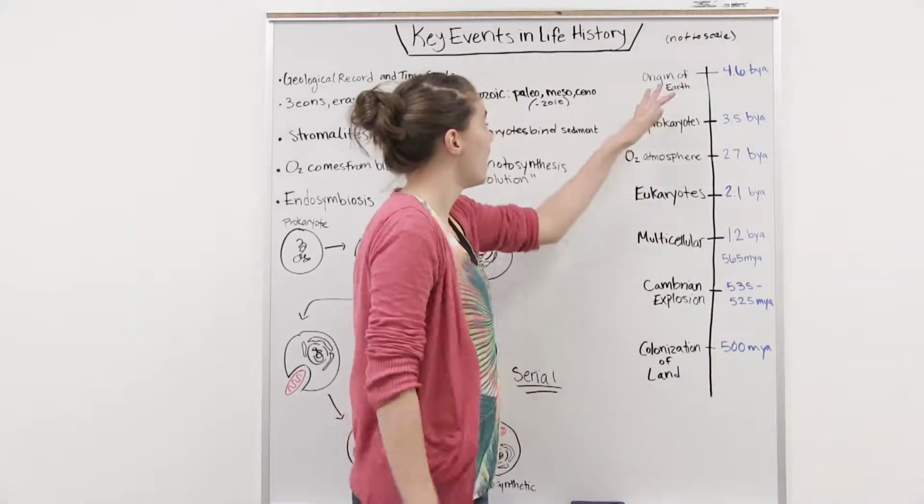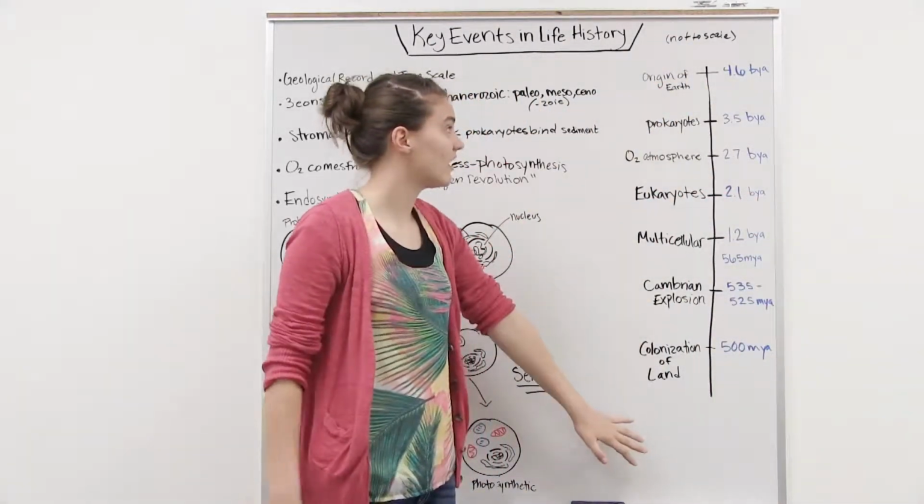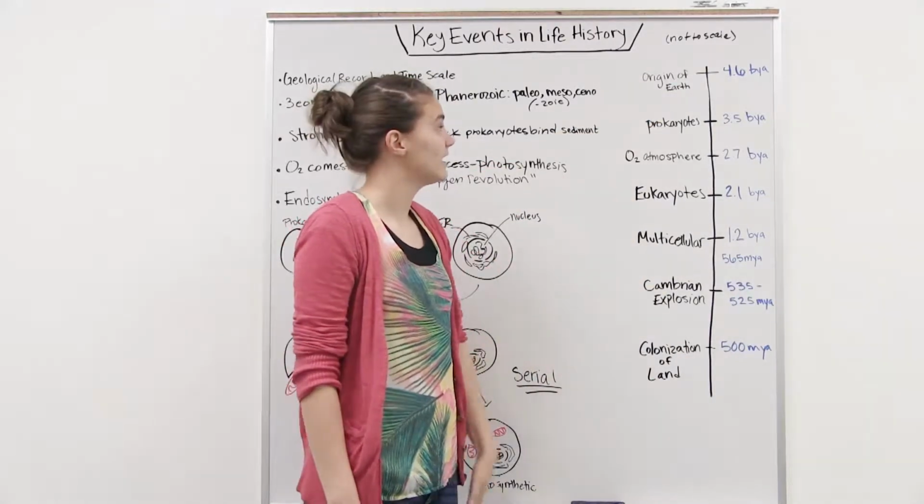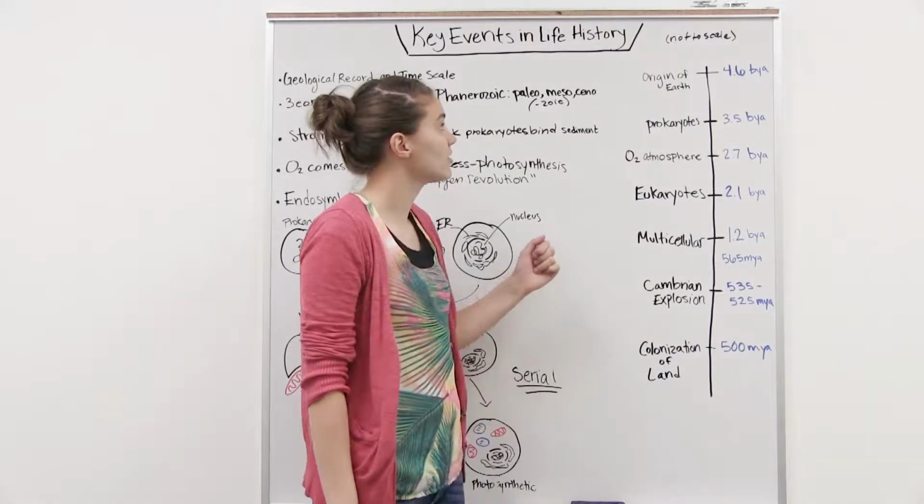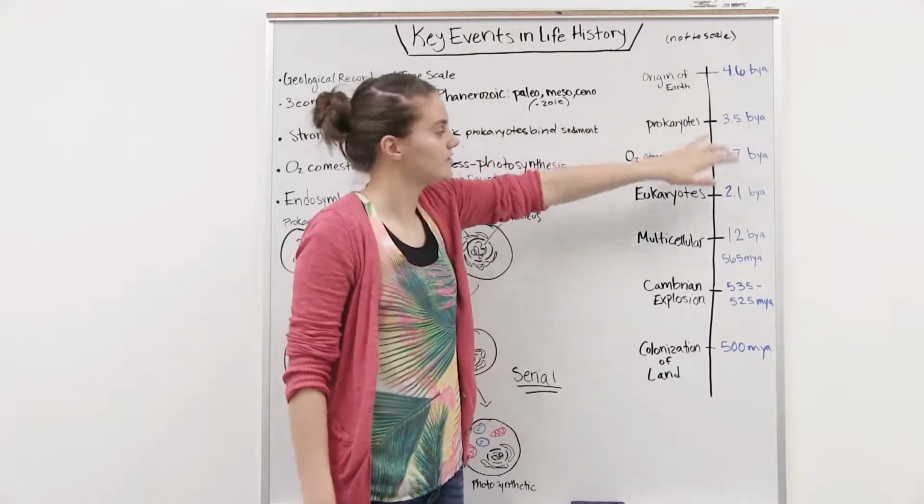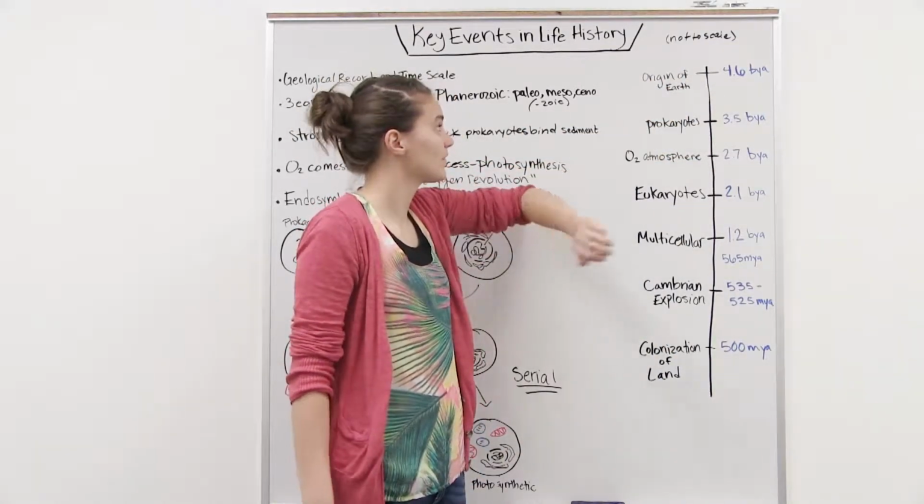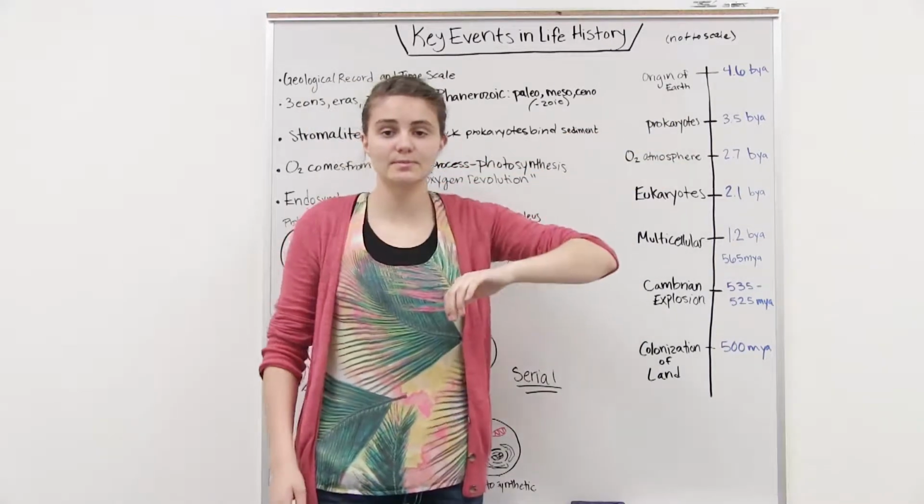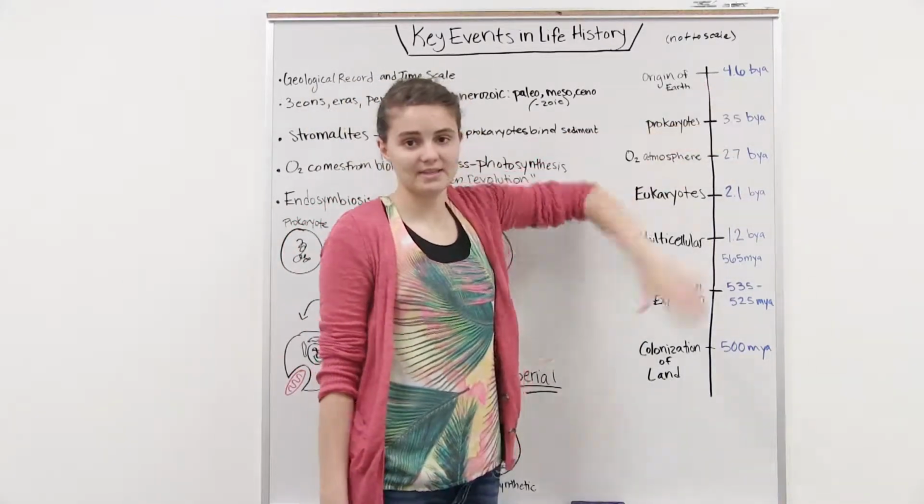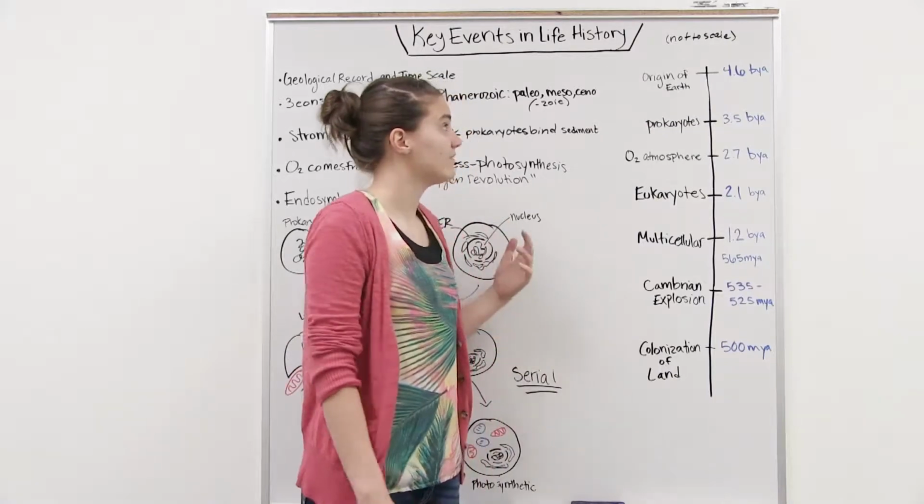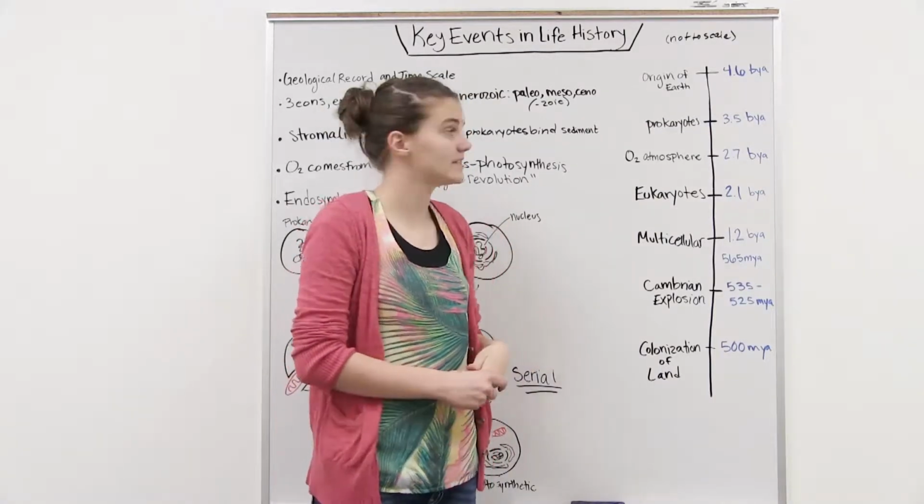So to start off, this is a scale of major events in the history of life on Earth. Note that it's not to scale. All these different events are divided according to how long it actually took. The first is about 4.6 billion years ago. That's what BYA stands for, billion years ago. We believe that Earth originated then.